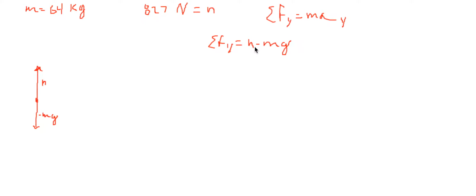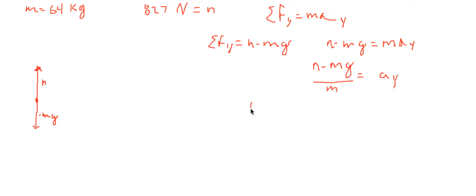So we can substitute N minus mg into this equation for the sum of forces in the y direction, and we get N minus mg equal to m a_y. And we're trying to find a_y, so we can divide m over. We end up getting N minus mg divided by m, or the mass. That will give us our acceleration in the y direction.